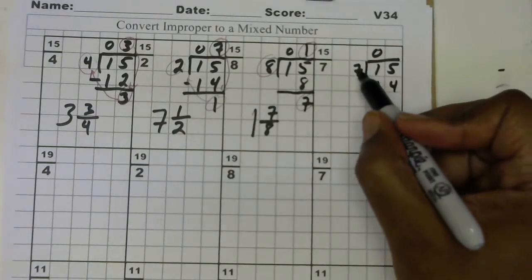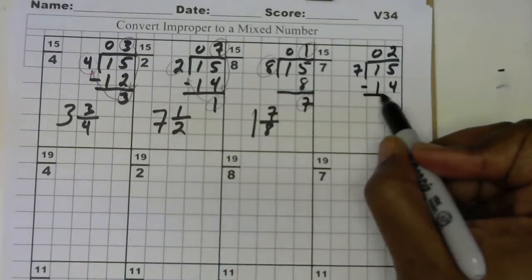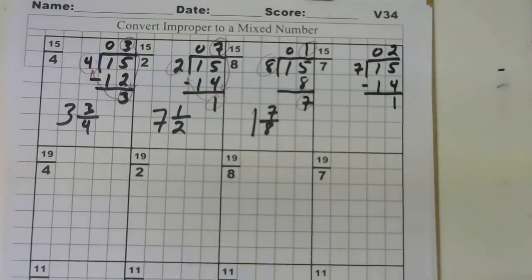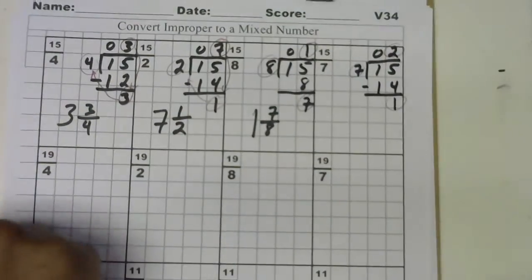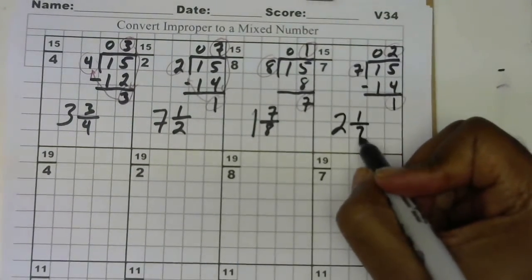And the multiplier from 7 to 14 is actually 2. Let's subtract, and we'll get 1. So we'll have our 2, 1 over 7. 2, 1, and over 7.